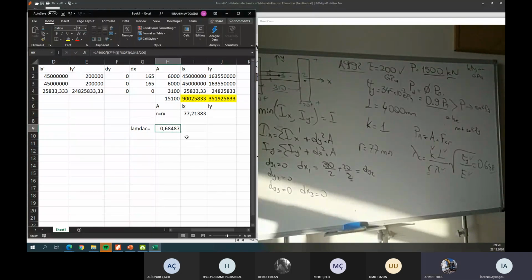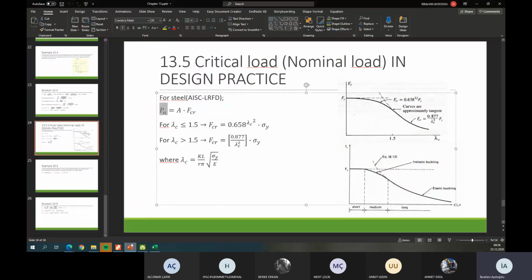I wrote it wrong. Never mind. Okay. Now we can compare with the formulation 1.5. You can see it's lower than 1.5. Therefore, I need to use these formulations.